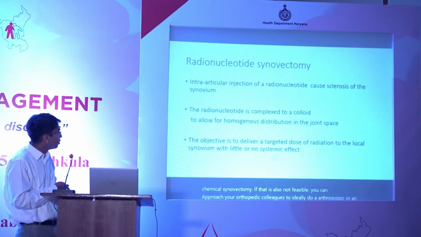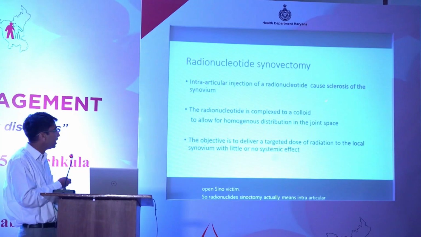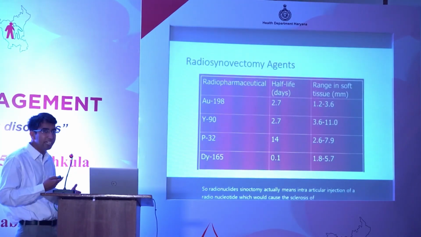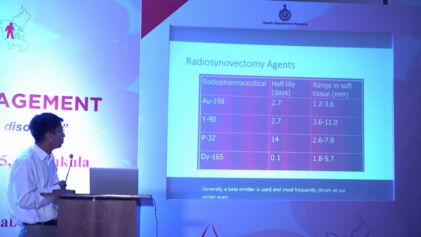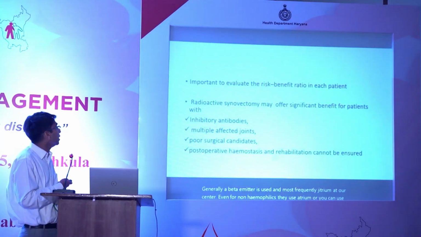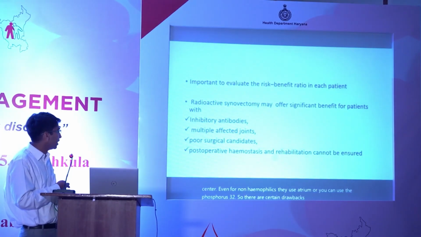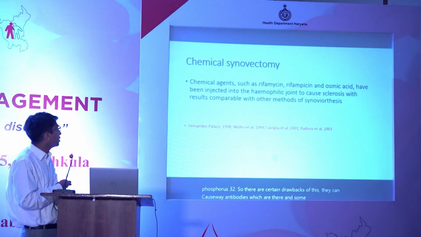Radionuclide synovectomy actually means intra-articular injection of a radionuclide, which would cause sclerosis of the synovium. Generally a beta emitter is used, most frequently yttrium at our center, even for non-hemophilics, or you can use phosphorus 32. There are certain drawbacks of this. They can cause antibodies, and there is some risk of neoplasia. So these are the complications.